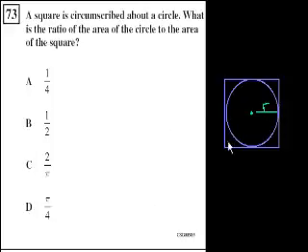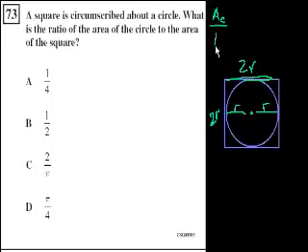Well, what's the area of the square going to be? If that's the radius, and this is also the radius, right? So one side of this square up here is going to be 2R. And so this side is also going to be 2R. It's a square. All the sides are the same. So they want to know the ratio of the area of the circle to the area of the square. The area of the square is just 2R times 2R, which is 4R squared.